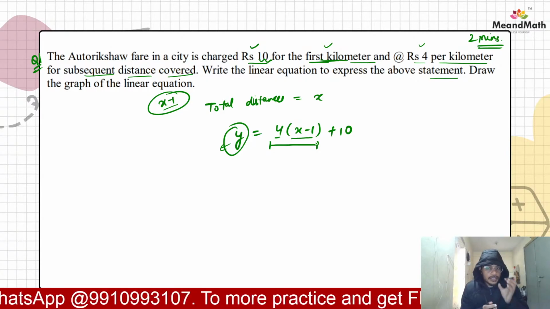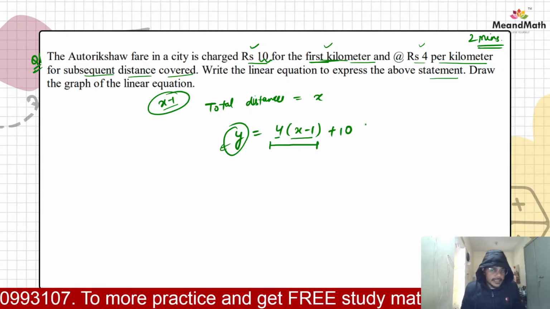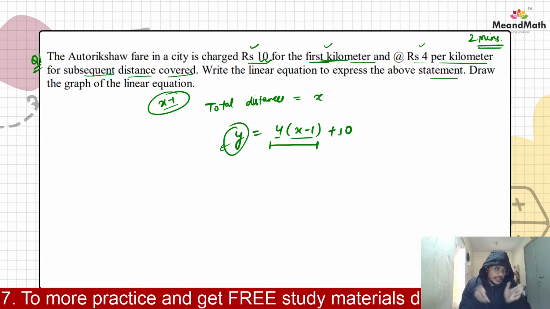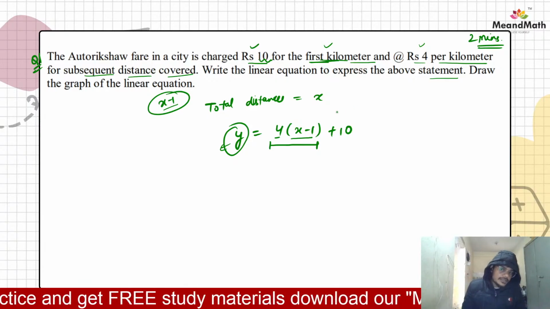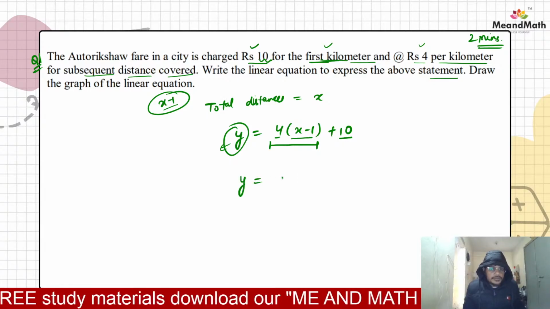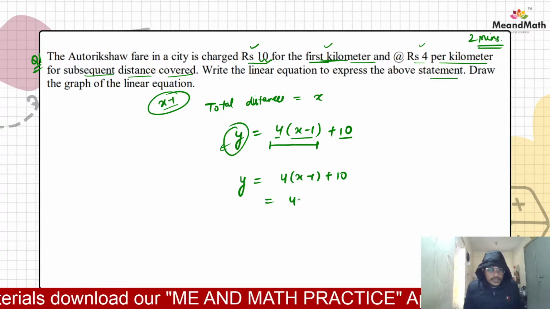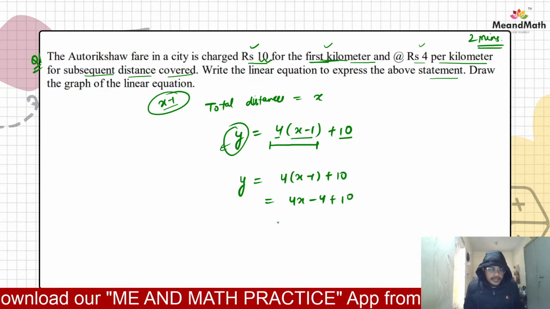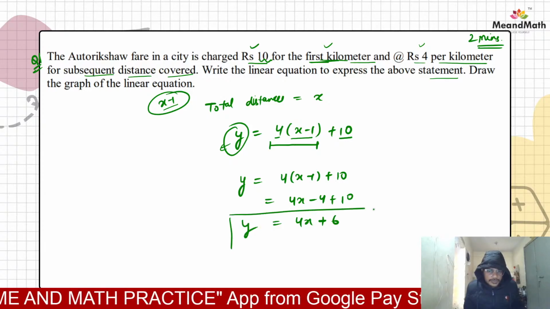But you are giving 10 rupees for the first 1 kilometer. That means you have to give him the total amount: that 10 plus the subsequent fare. That's why I have added this 10 into this equation. That means your equation is 4 into x minus 1 plus 10, or you can say 4x minus 4 plus 10, that is 4x plus 6. So y is equal to this.